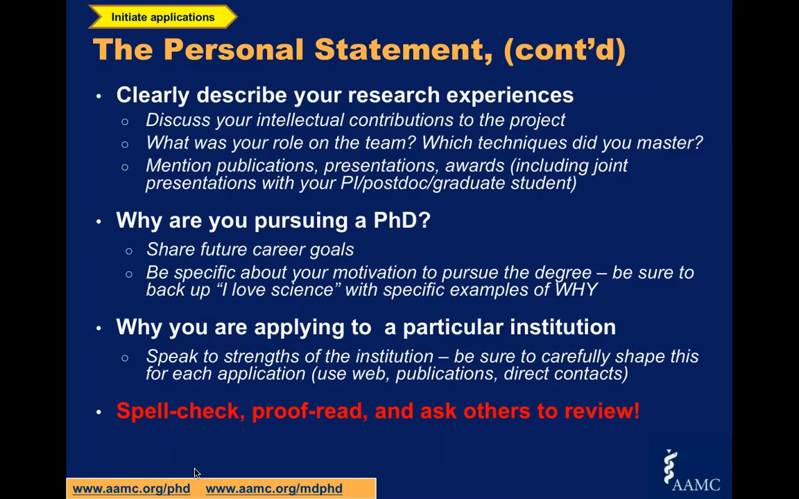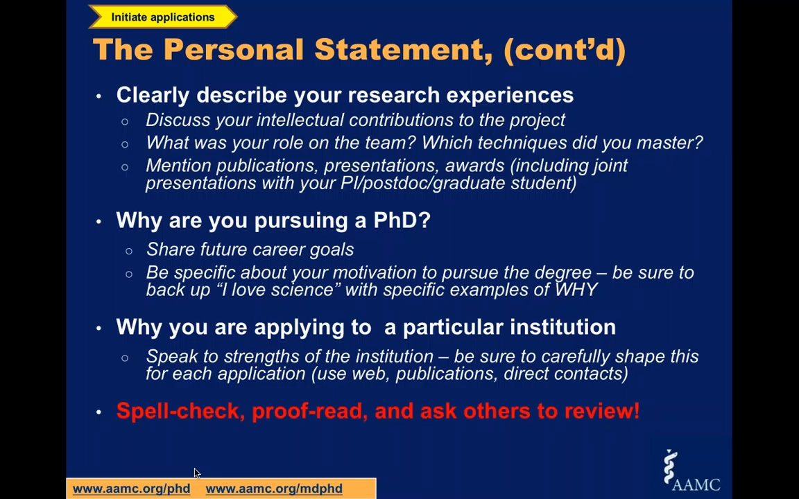Of course, in addition to telling the story of who you are and why you are on this path to study science, it is very important that you describe your research experiences. So you'll want to talk about what particularly you contributed to the project. What technical expertise did you master and contribute to the project? What was your role on the team? What intellectual contributions were you able to contribute to the project?